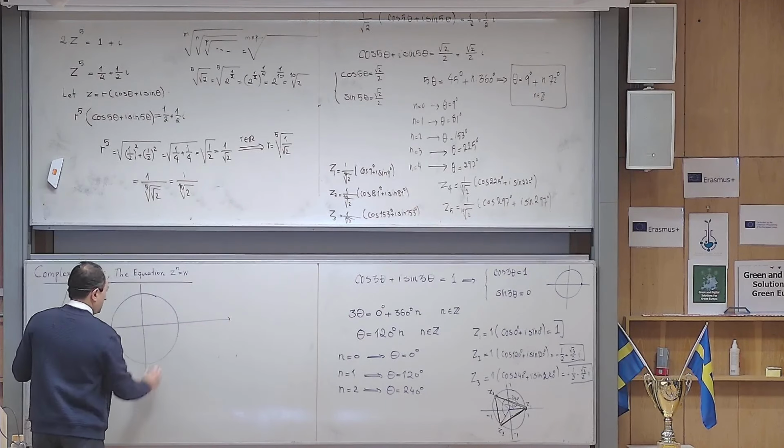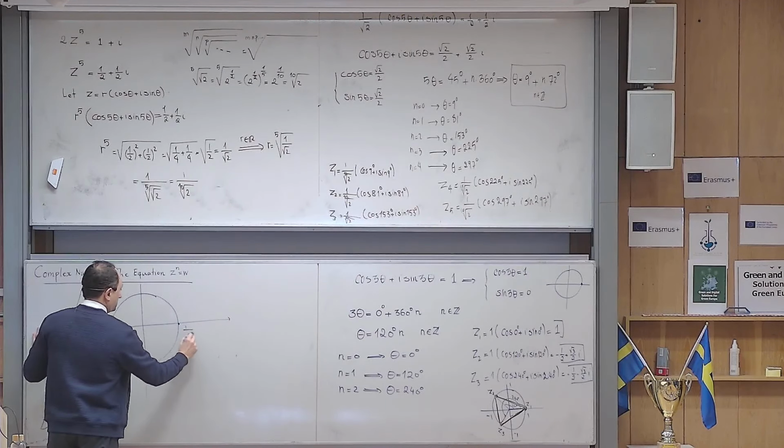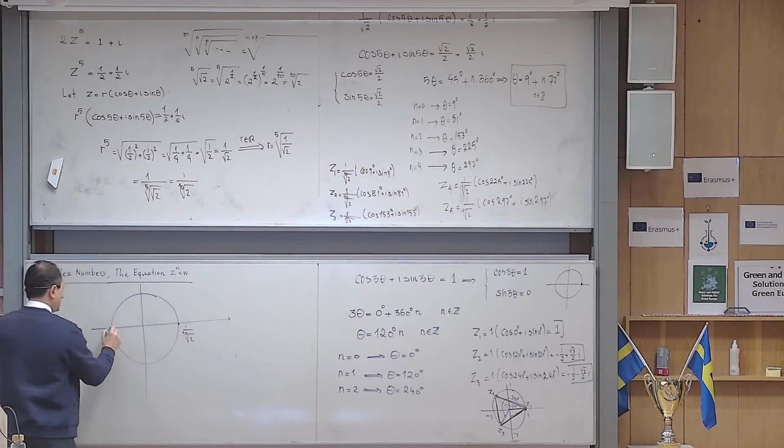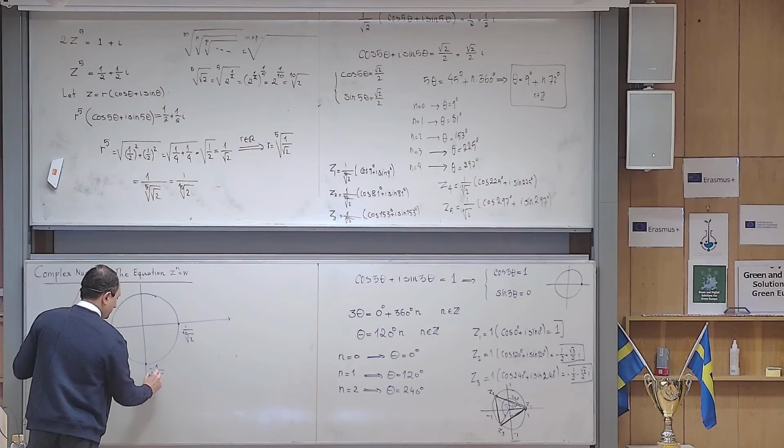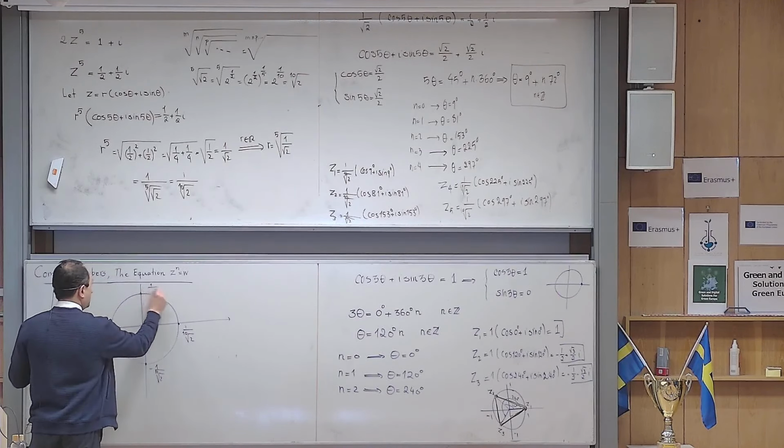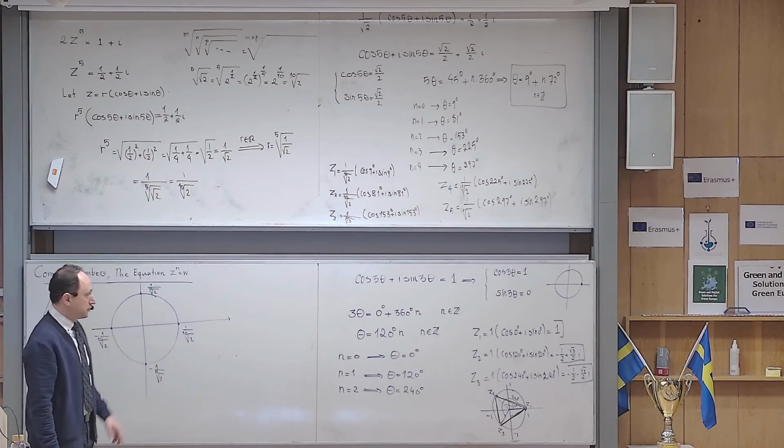Okay. This number is 1 over the 10th root of 2. This number is negative 1 over the 10th root of 2. Negative 1 over the 10th root of 2. Positive 1 over the 10th root of 2. Okay? But where is the first one?